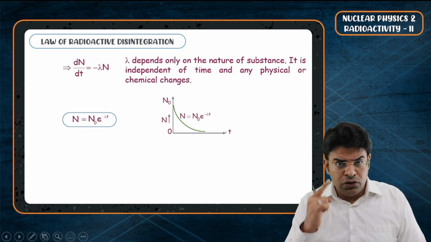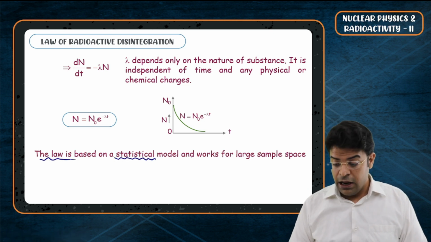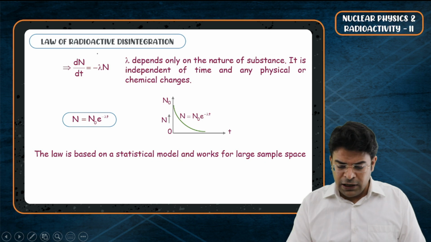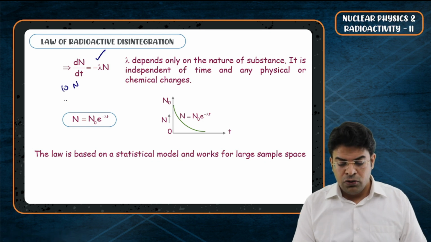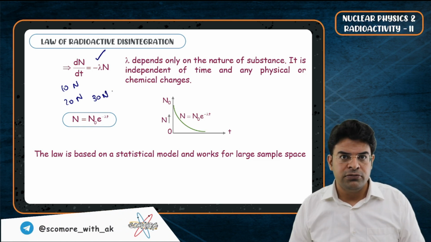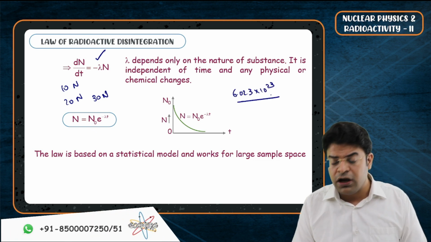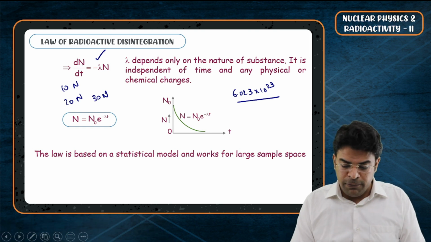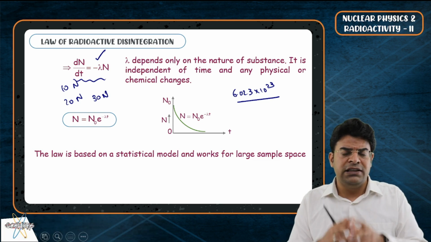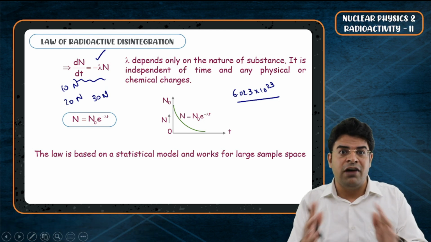Now, bachcho, here we need to understand one thing which is really important, and that is the law is based on a statistical model and works on a large sample space. What is the meaning of it? You can't apply this law on 10 nuclei, 20 nuclei, 30 nuclei. The number of active nuclei should be very large. It should be of the order of Avogadro, 6.023 into 10 raised to the power of 23. You need to talk about many nuclei to apply this particular law. This law doesn't work on 50, 60, 70 nuclei. This law doesn't work on a small sample space. The number of active nuclei you have should be very large.